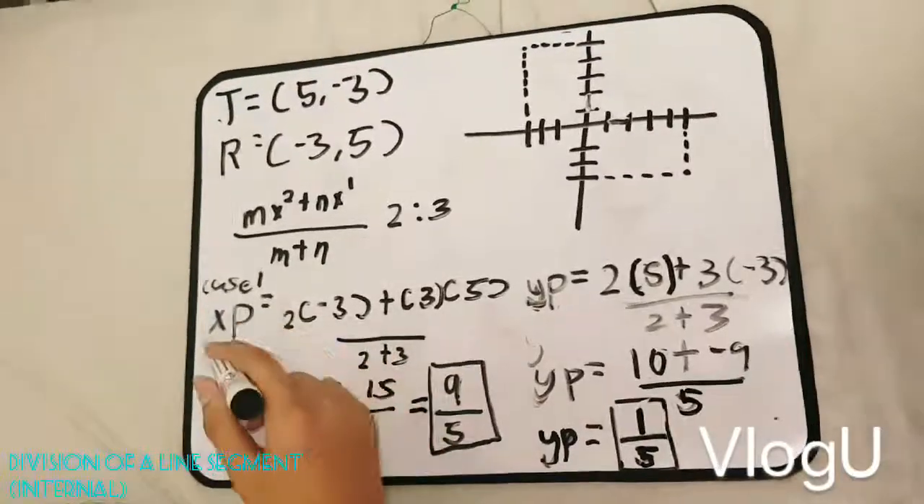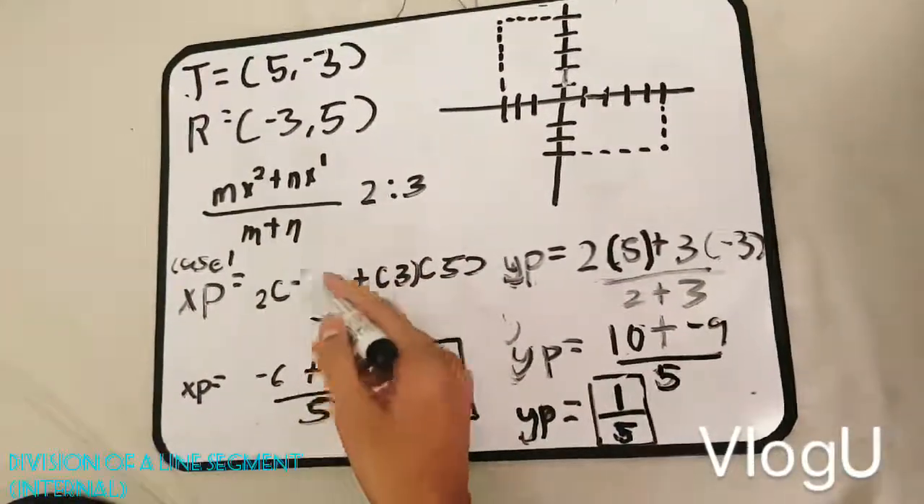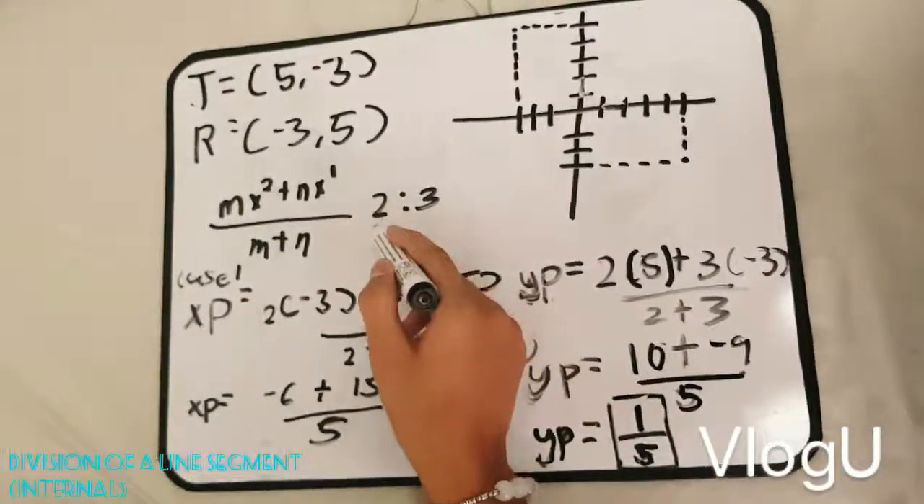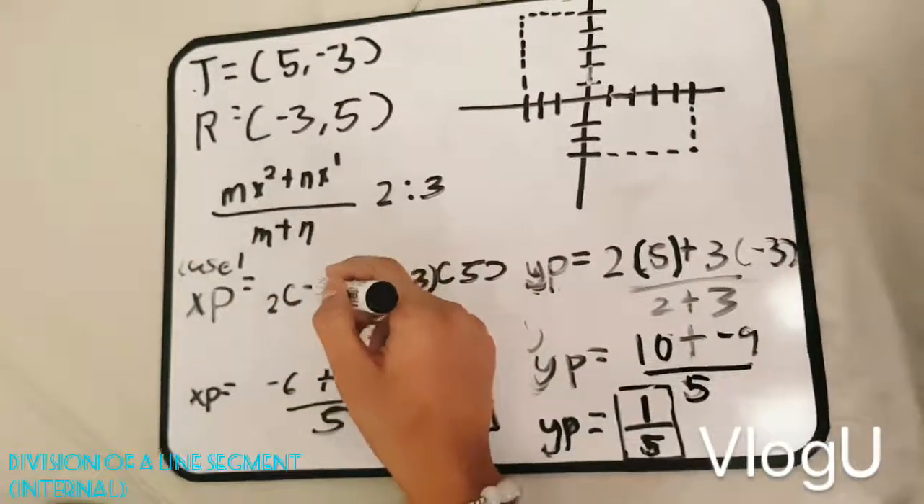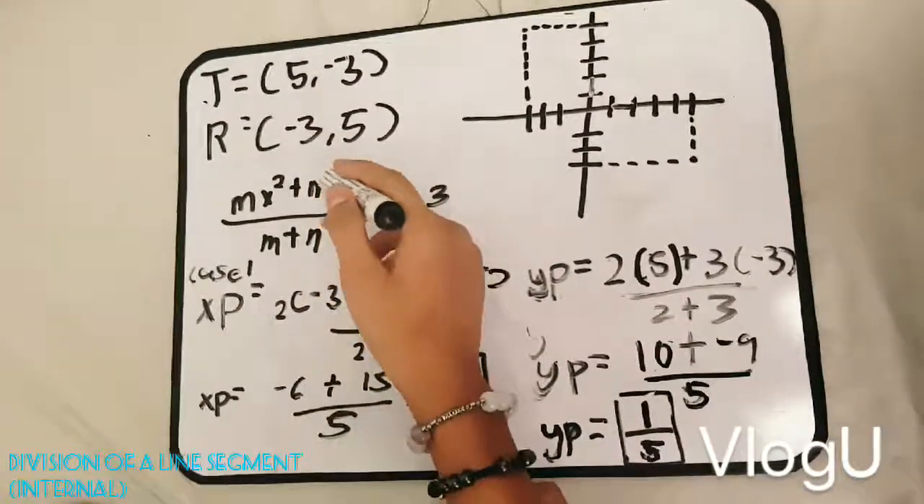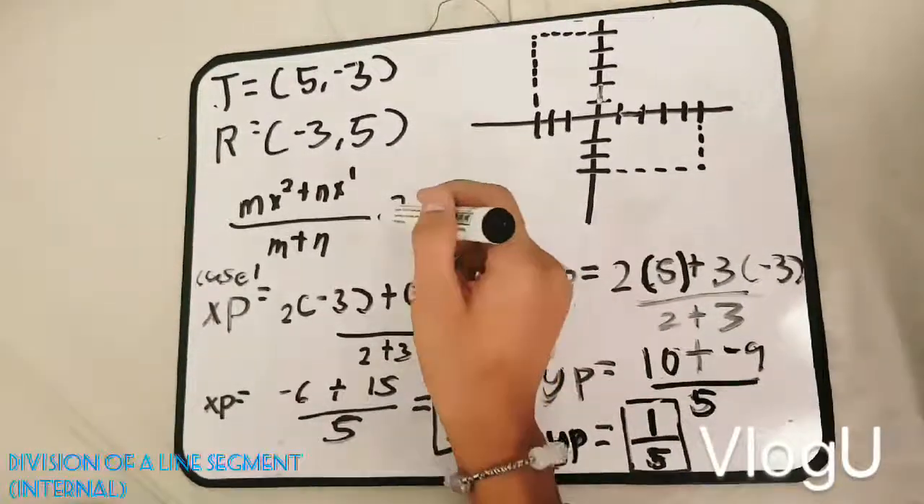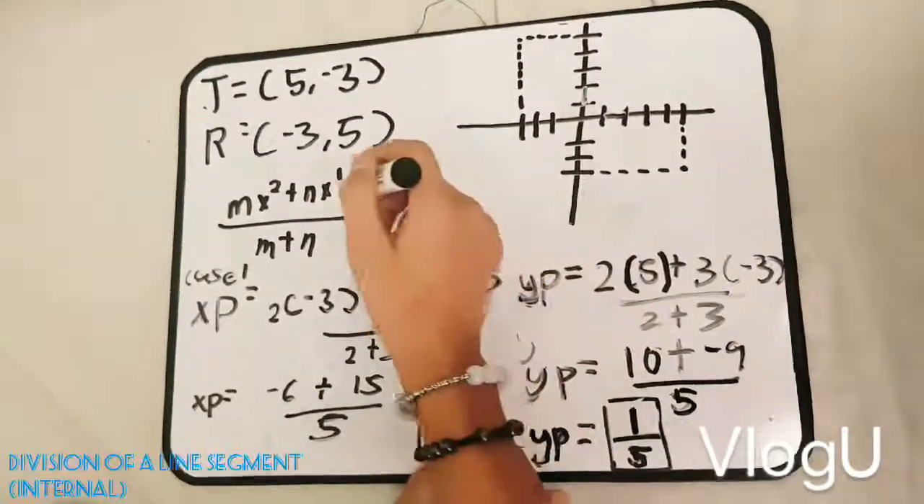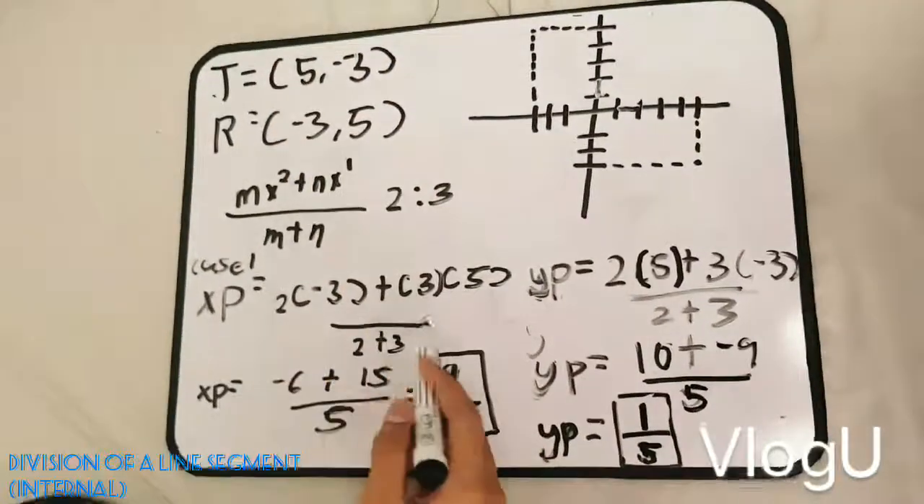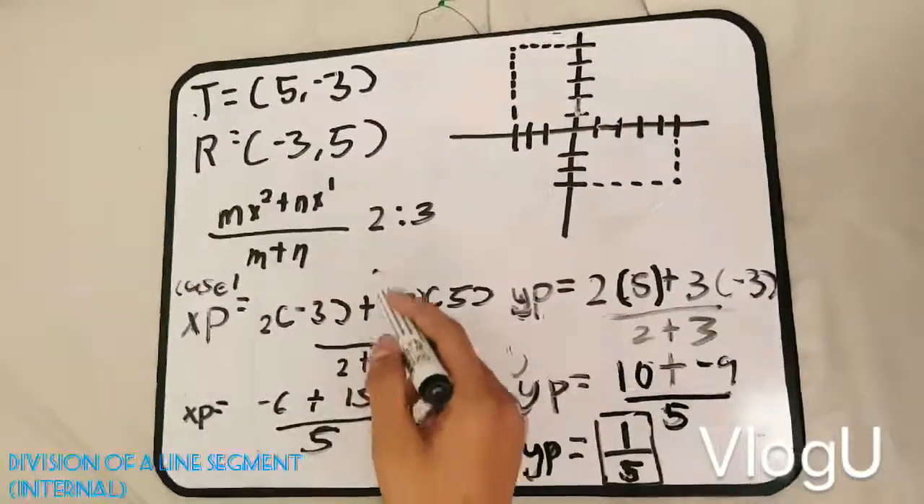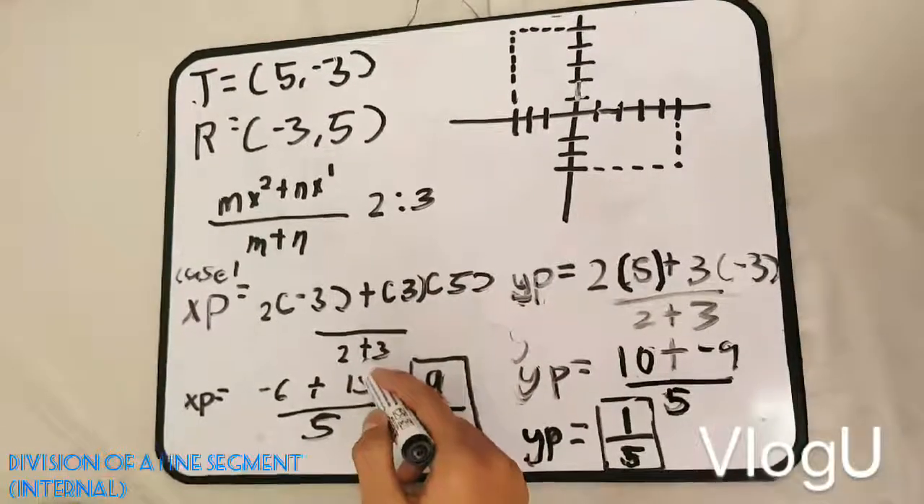For the first step, we will substitute the values. M is for 2, and negative 3 is for x2, plus n is equal to 3, and 5, which is x of 1, over m plus n, which is 2 plus 3.